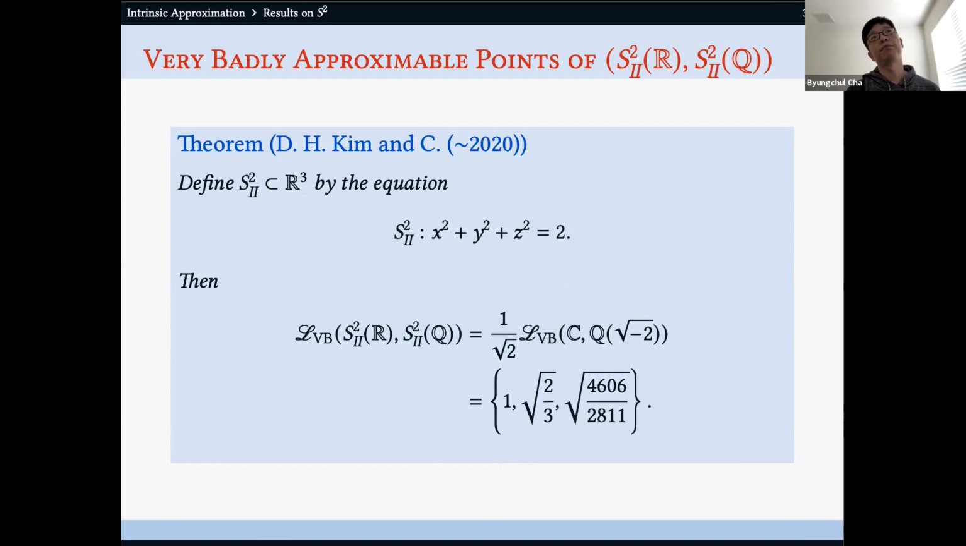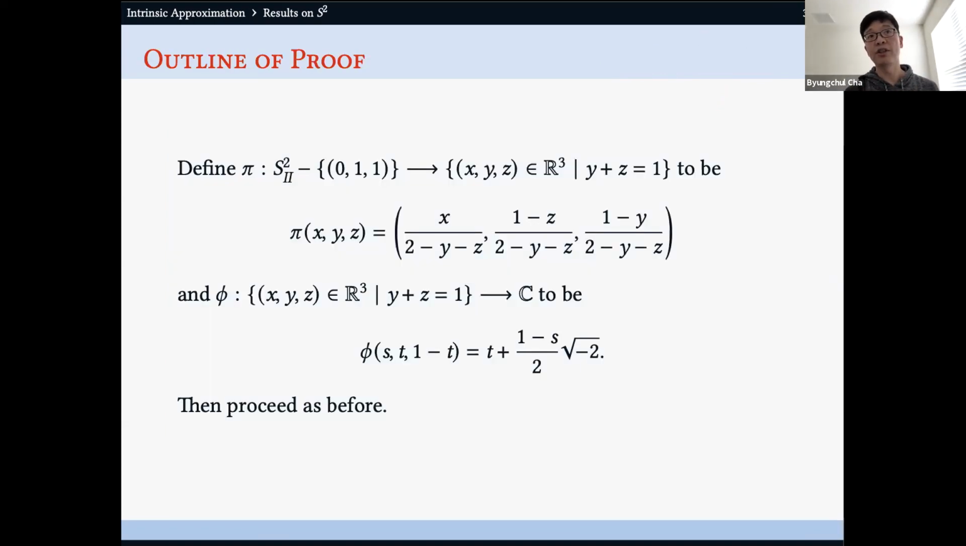And the proof of the theorem is actually the same. So all I need to do is to tell you what kind of stereographic projection we're using and how to fix the height problem using the phi map here. So this is how we do this.